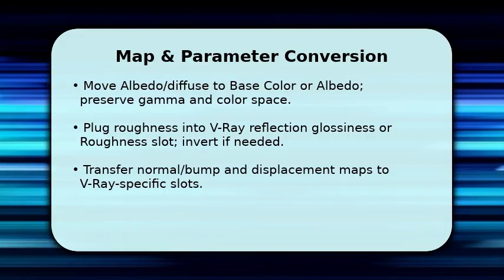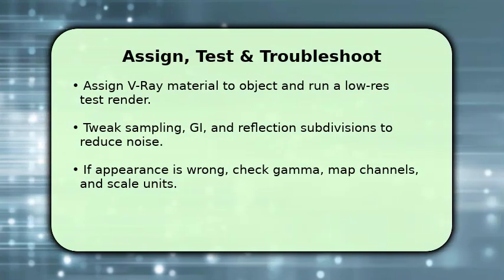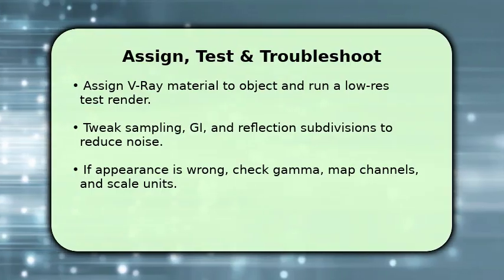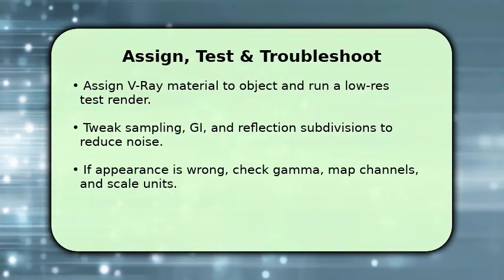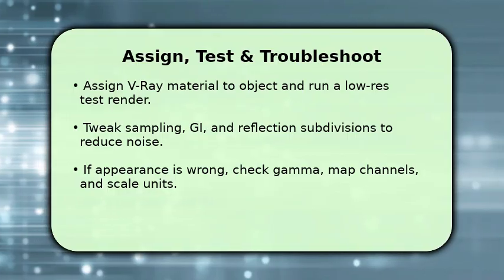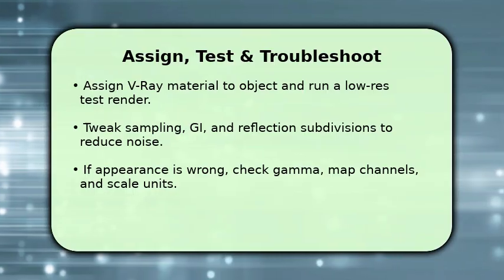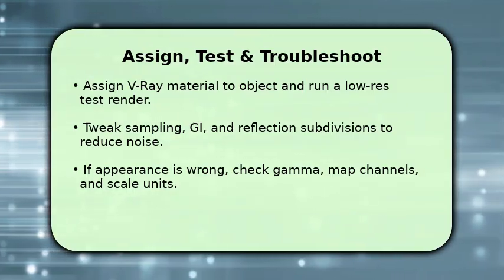You finish by assigning the V-Ray material and running a quick low-resolution render to evaluate look and noise. Make iterative tweaks, raise reflection subdivisions, or adjust sampling and GI until reflections are clean without overcosting render time. Once satisfied, render a production frame and compare to the original. Make sure to test different lights.